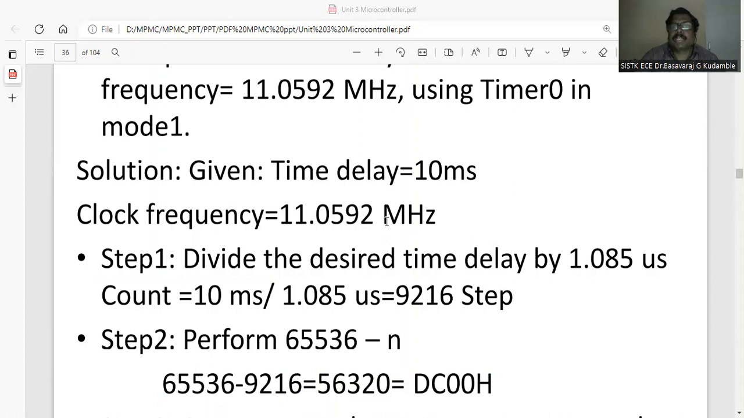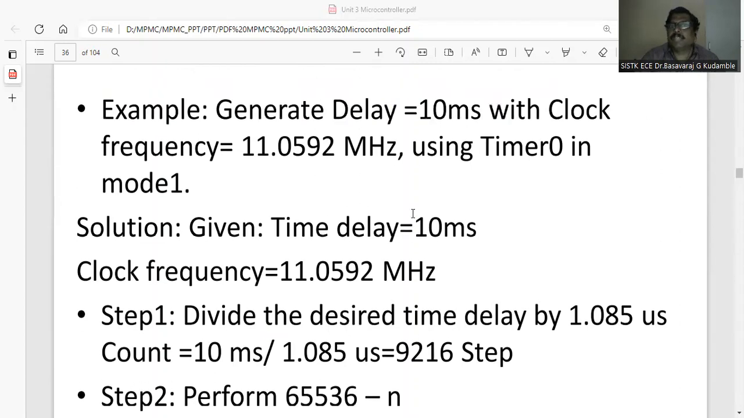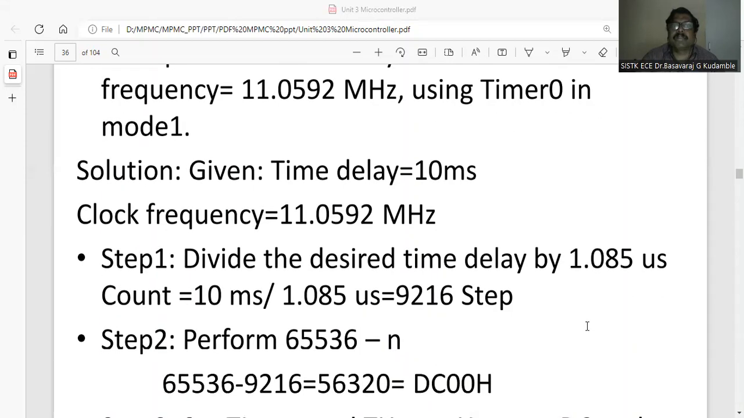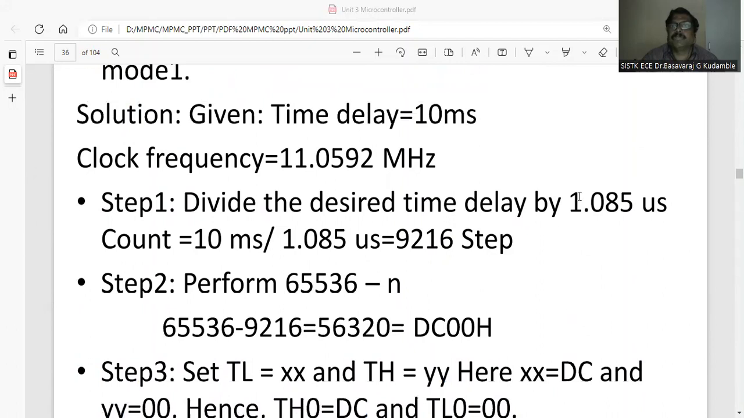We are going to get the time period for each clock pulse as 1.085 microsecond. This is the frequency divided by 12. That will be the input clock for the timer. Then we calculate the time period, T = 1/f, so we get a time period of 1.085 microsecond. That is one clock pulse time. For each of these, one value is incremented in the timer.